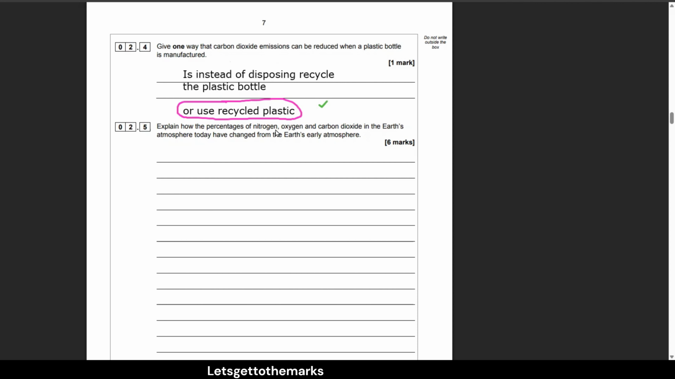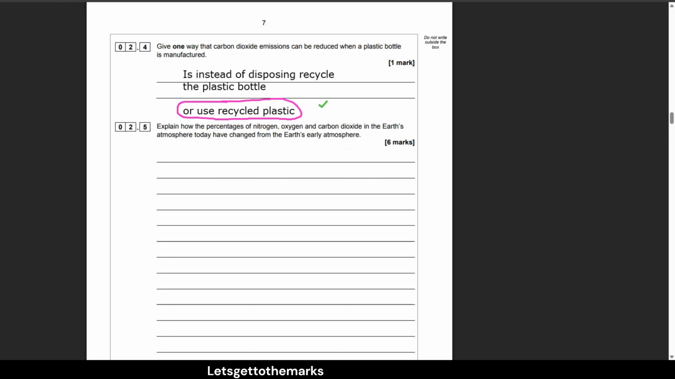Explain how the percentages of nitrogen, oxygen, and carbon dioxide in the Earth's atmosphere today have changed from the early atmosphere. So we want to talk about what the atmosphere of the Earth was like at the start, and then we want to say how it has changed. So it's worth 6 marks. Grab pen, grab paper, have a go, pause the video. Right, I'm going through the answers.